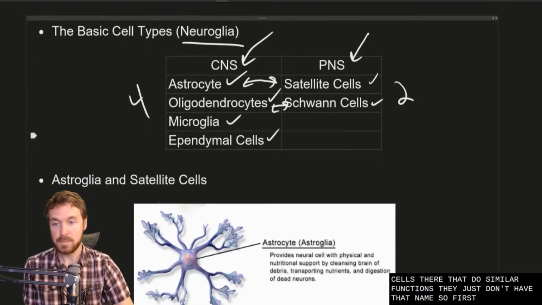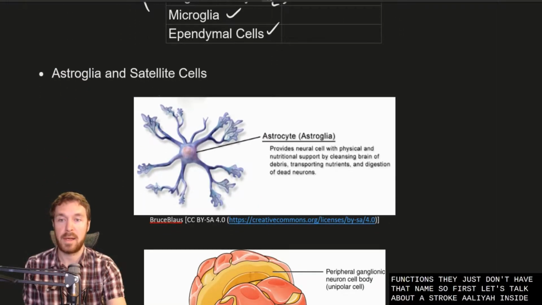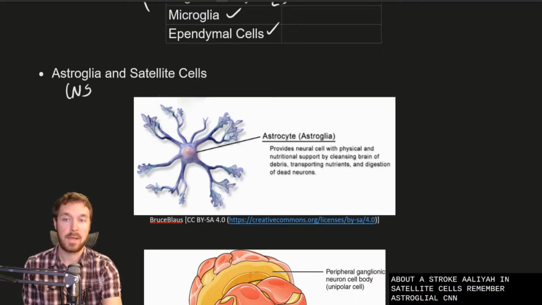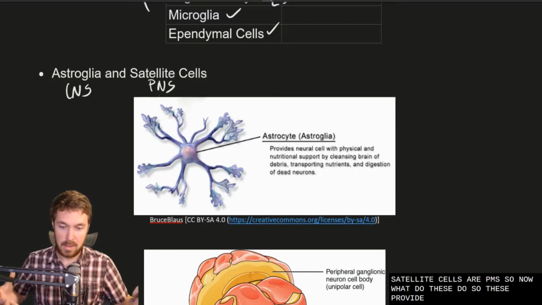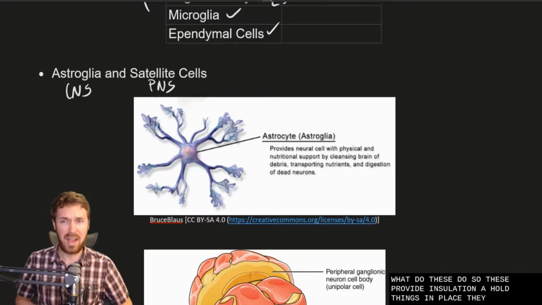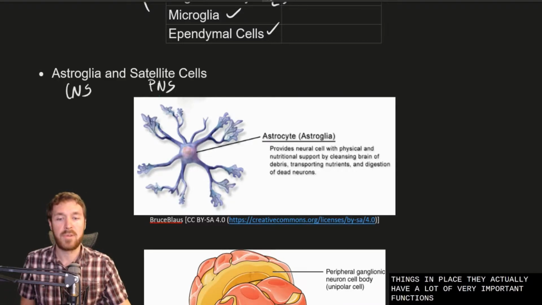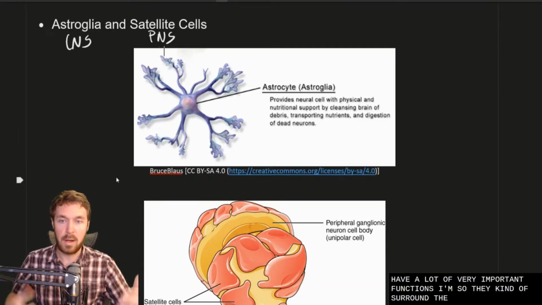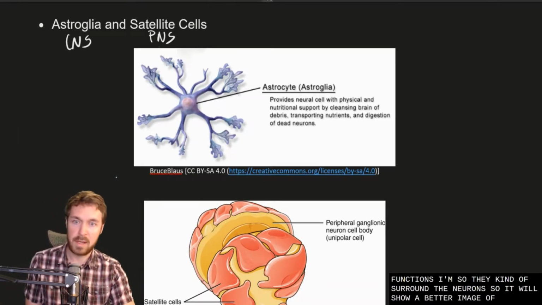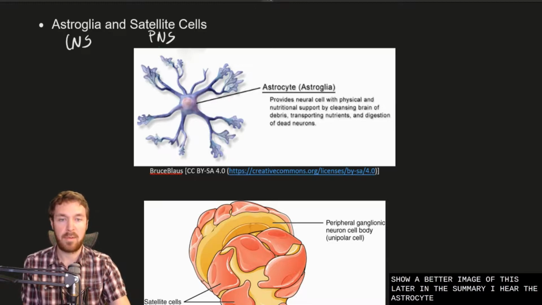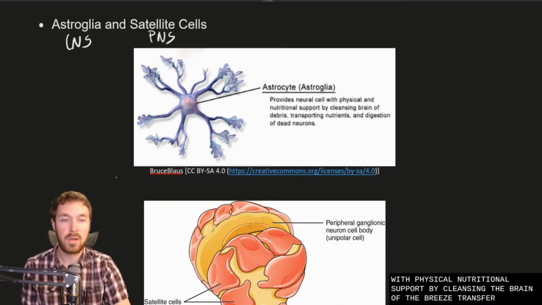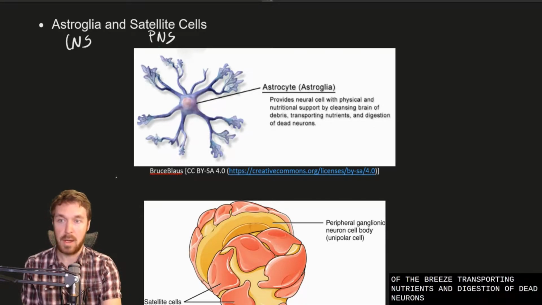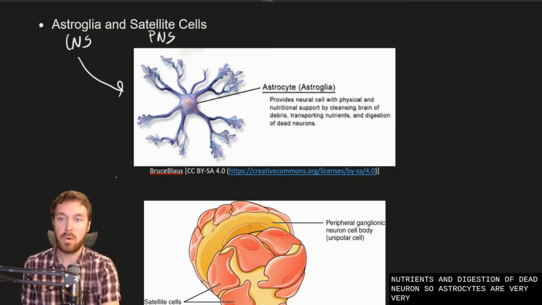First, let's talk about astroglia and satellite cells. Remember, astroglia are CNS and satellite cells are PNS. What do these do? They provide insulation. They hold things in place. They actually have a lot of very important functions. They surround the neurons. We'll show a better image of this later in the summary, but here the astrocyte provides the neural cell with physical and nutritional support by cleansing the brain of debris, transporting nutrients, and digestion of dead neurons. So astrocytes are very, very important in the central nervous system.